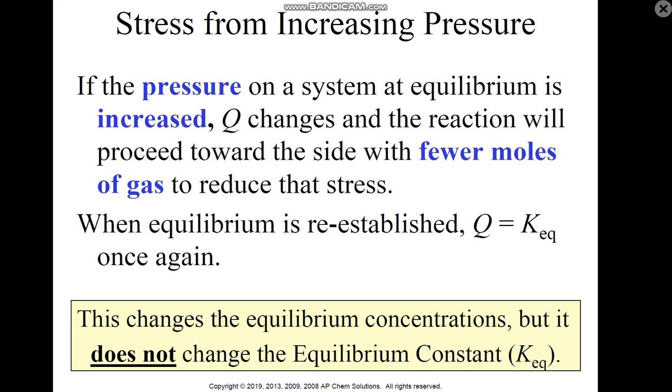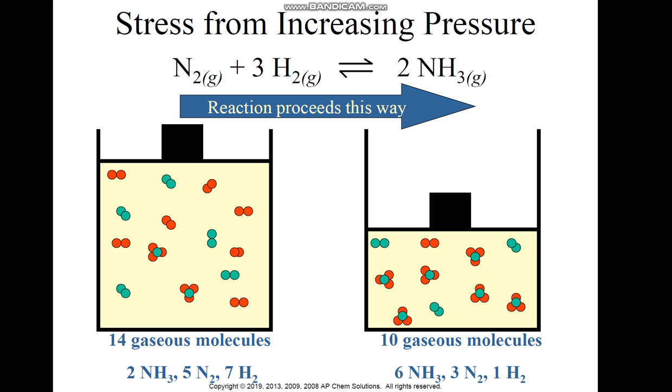We will do examples on this in class. And here is just a particulate diagram. Remember, one of our learning targets is to represent equilibrium with particulate diagrams, and this is a way to do that. So when we look at this, we are going to notice that we have 2 NH3s, 5 N2s, and 7 H2s. And as the pressure increases here, we're going to try to move toward the product side. We're moving toward the product side because we have 4 moles on this side, and we only have 2 moles on this side.